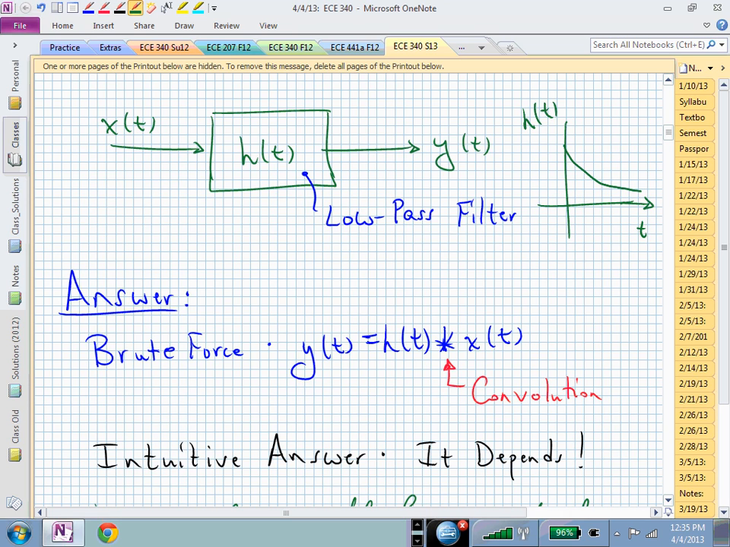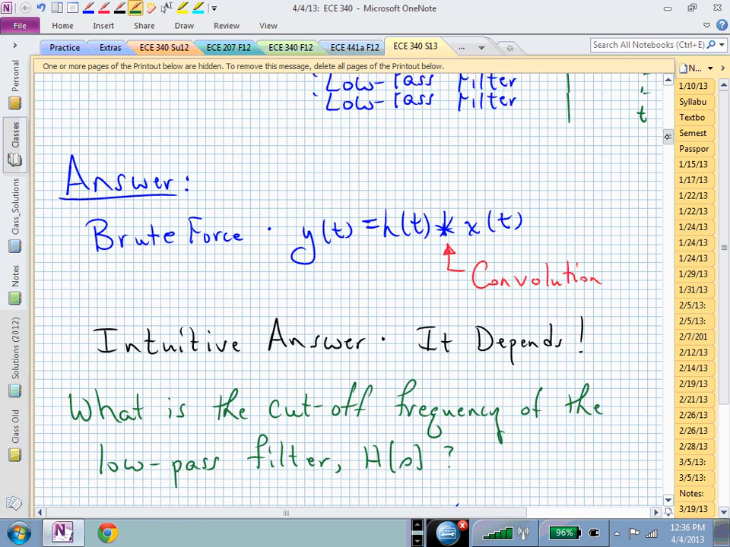And a lot of times you can get by with an answer like this in terms of "it depends." Well, what does it depend on? It depends on the cutoff frequency of your filter. I didn't specify the bandwidth of this low-pass filter relative to your signal x(t), and we'll need to know that. That's the question you would probably want to ask: what is the cutoff frequency of the low-pass filter, capital H(s), if you were designing a low-pass filter?